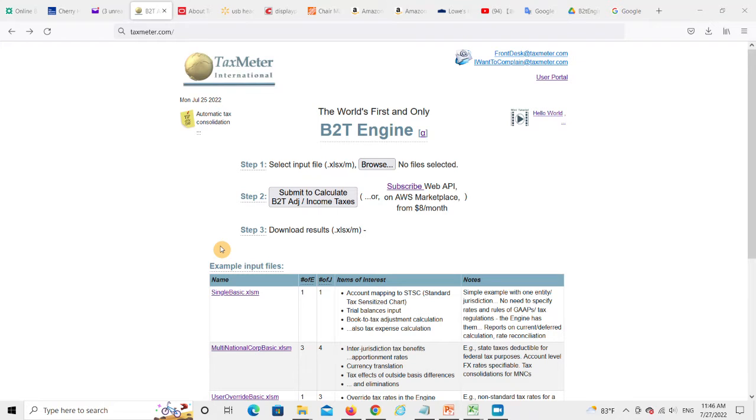Hello, we're going to show the input data to the B2T engine on intercompany transaction eliminations, and briefly explain the output tax effects of those eliminations. We know that on the consolidated financial book of an entity group, those transactions between the entities in the same group, or the intercompany transactions, are generally eliminated. The elimination impacts the account balances of the consolidated book.